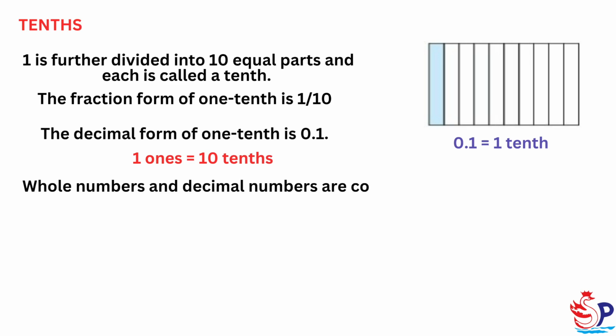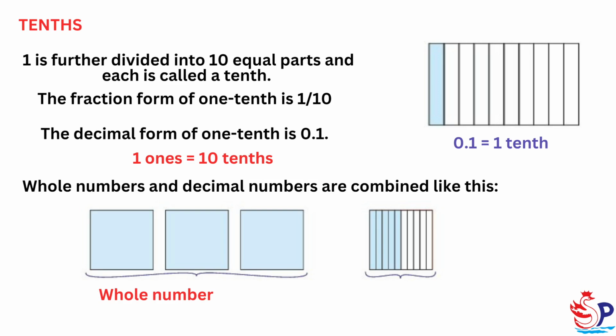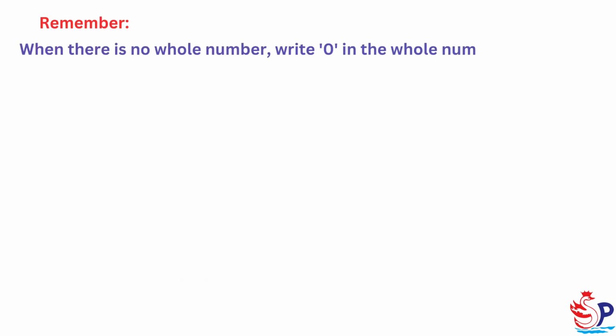Whole numbers and decimal numbers are combined like this. Whole number part, 3.5, decimal point, decimal part. Remember, when there is no whole number, write 0 in the whole number position before the decimal.